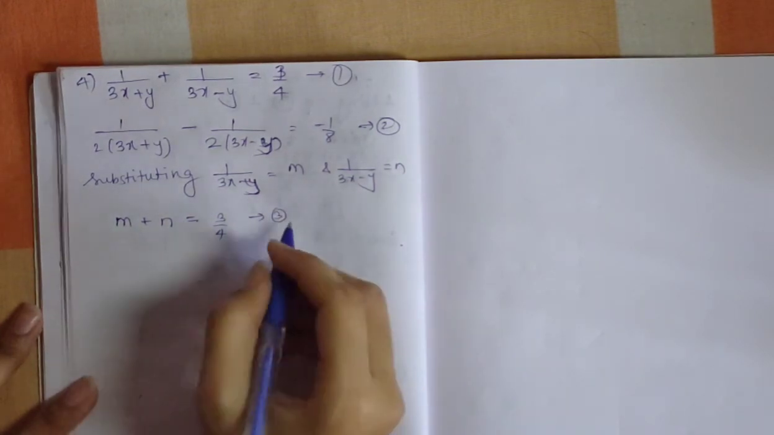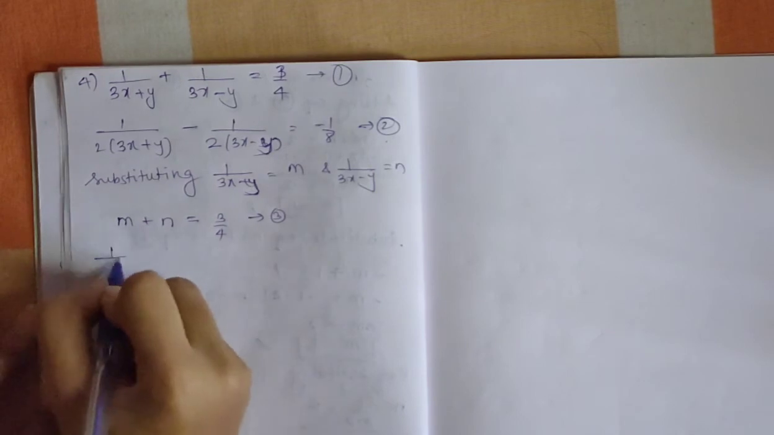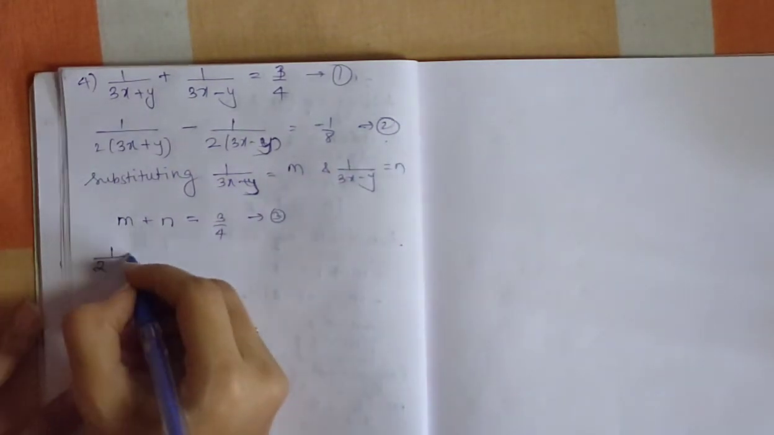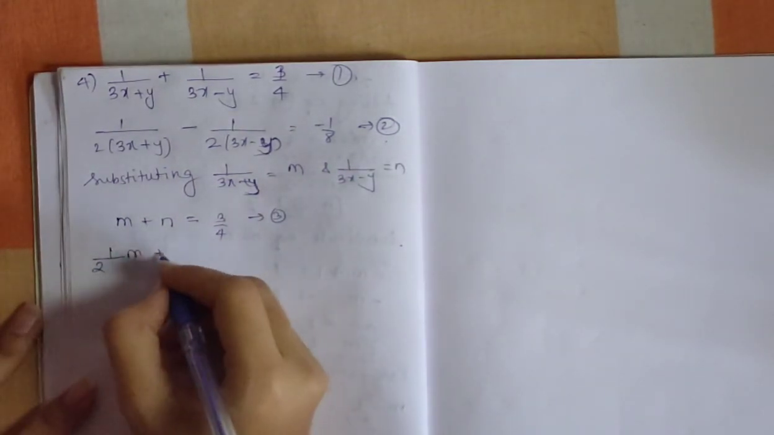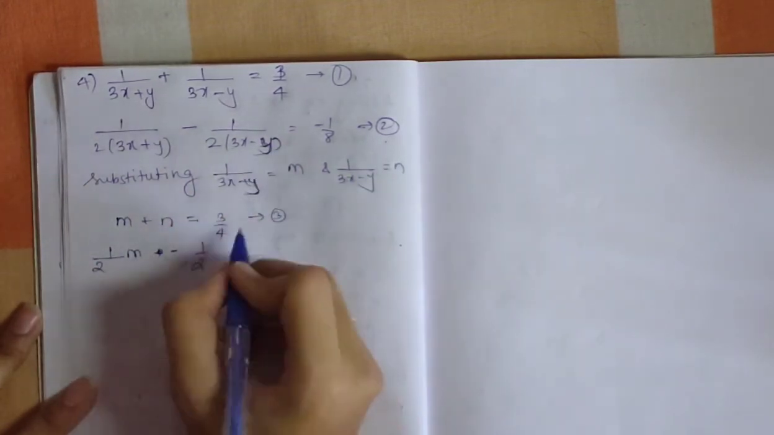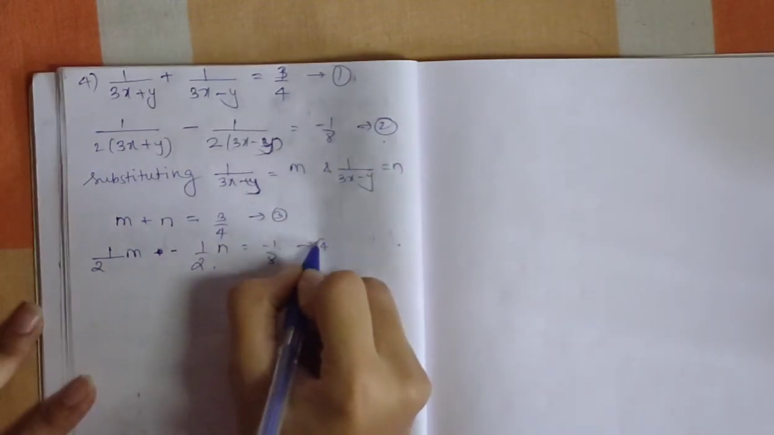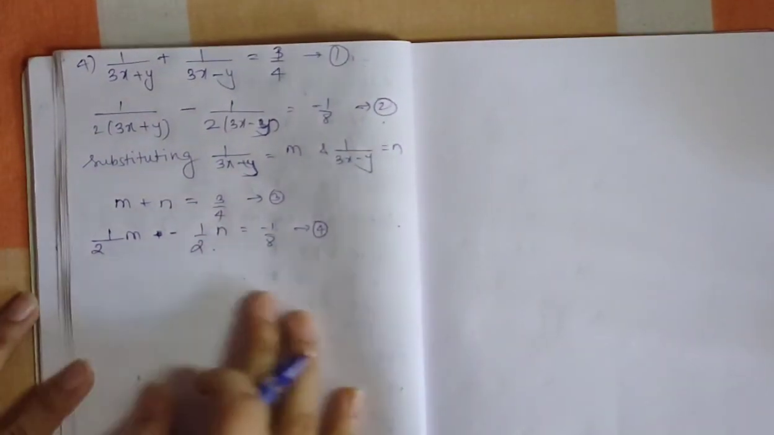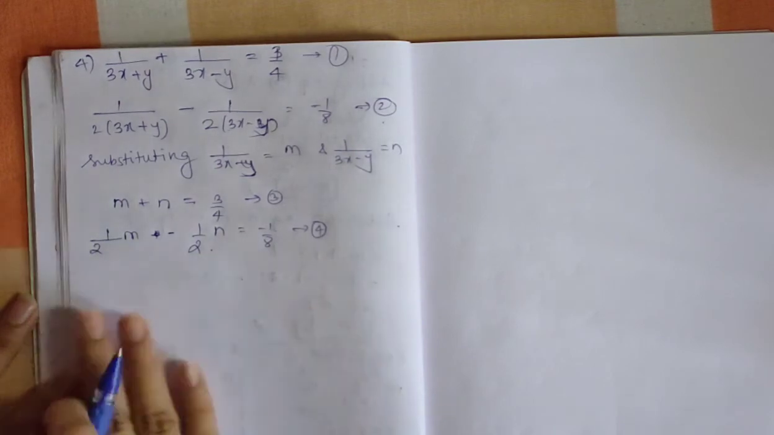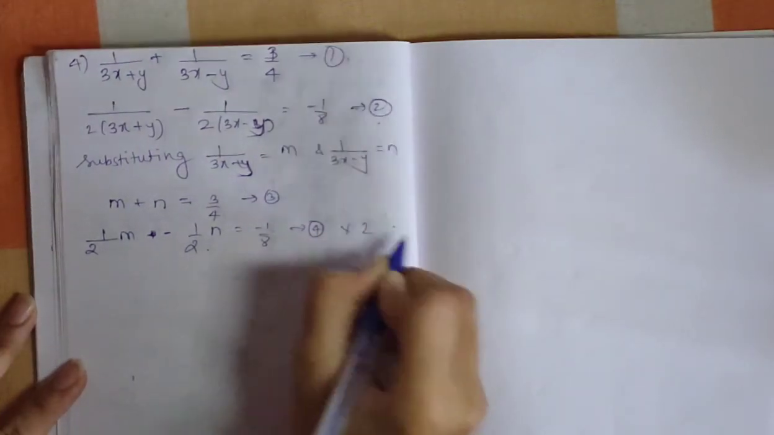But now your next equation, what will it become? 1 by 2 m minus 1 by 2 n is equal to minus 1 by 8. This is your equation number 4. Now you have fractions in this equation. So to avoid these fractions, what will I do? I will multiply throughout the equation by 2.